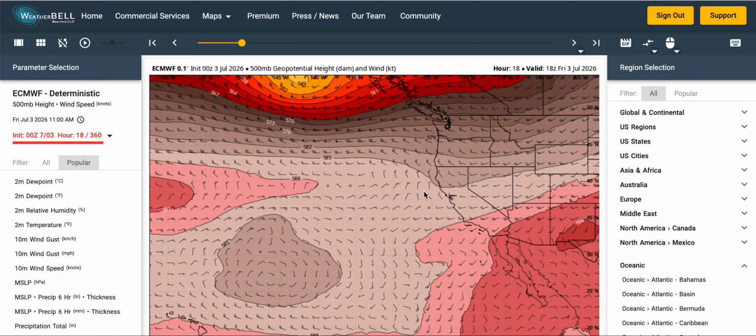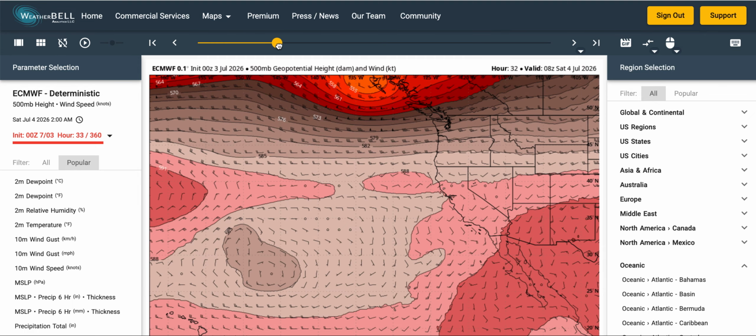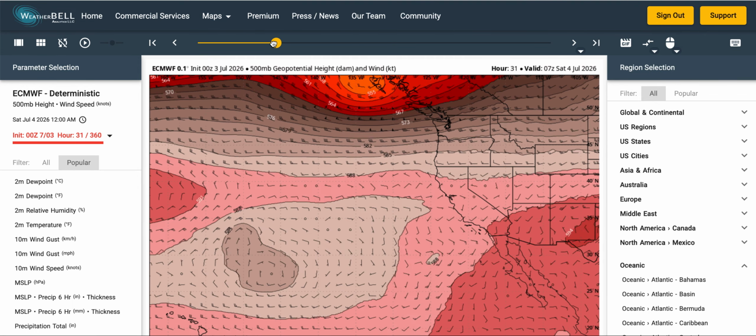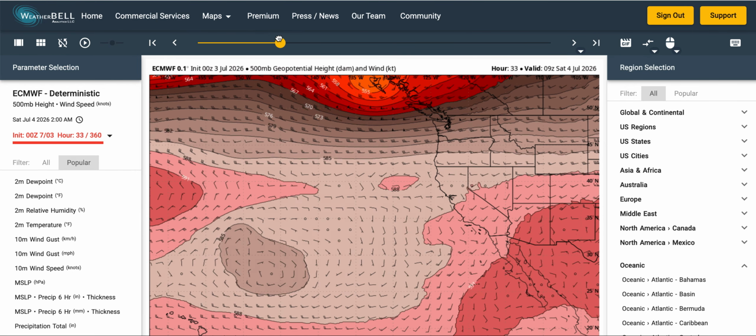Possibly still pretty cloudy, maybe only partial clearing, if any clearing at some coastal locations because of that deeper marine layer, that stronger persistent onshore flow. And then as we move through here, you can see it turns to more of a zonal, just straight west to east flow.